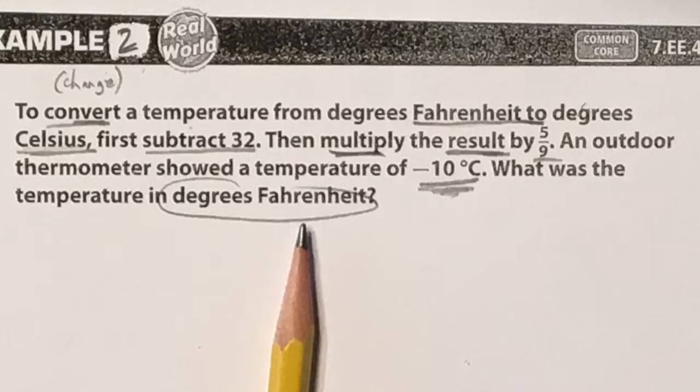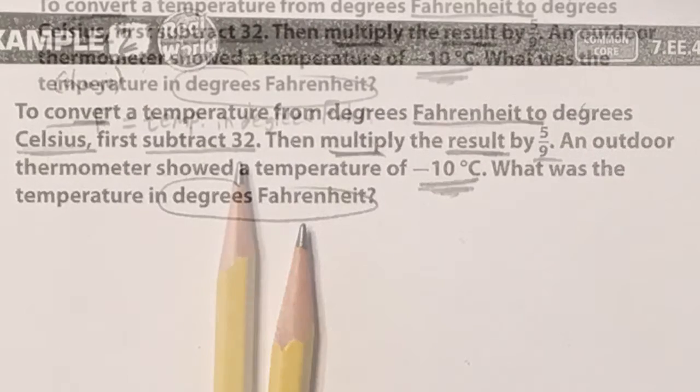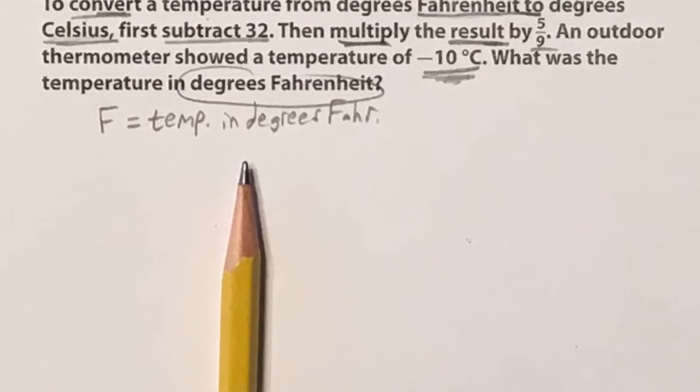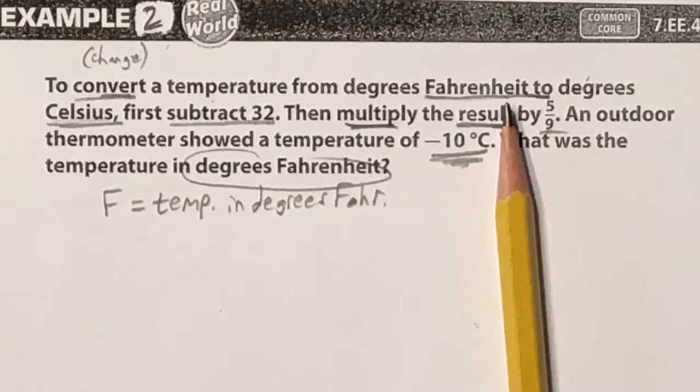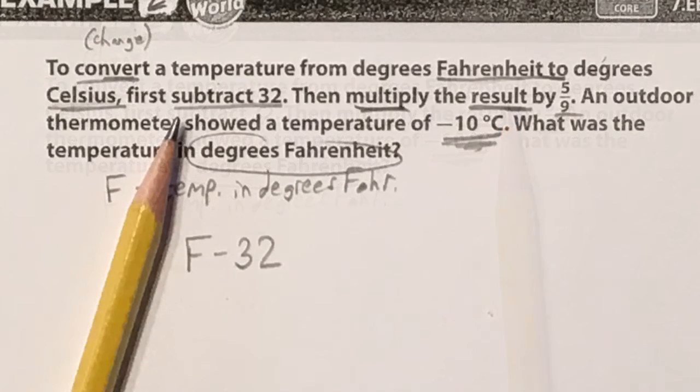And that's going to be our variable. We're trying to find the degrees Fahrenheit. So F is going to represent temperature in degrees Fahrenheit. The problem says to start with degrees Fahrenheit, which is F. And it says then to subtract 32, which is F minus 32.